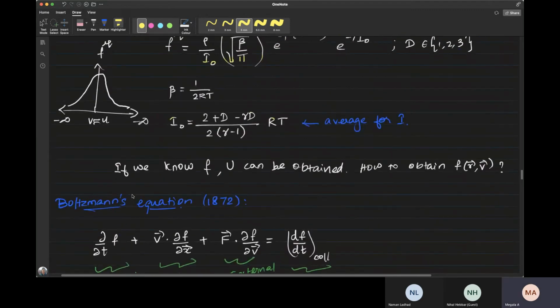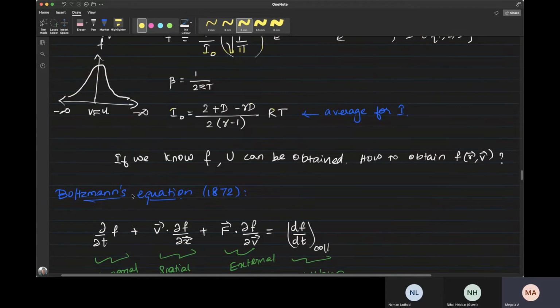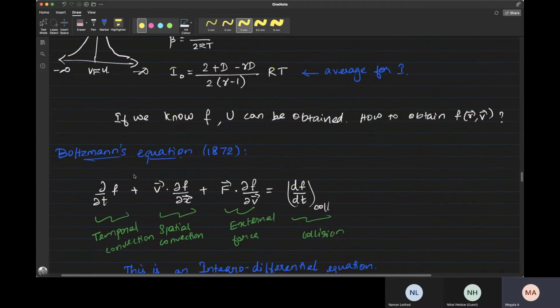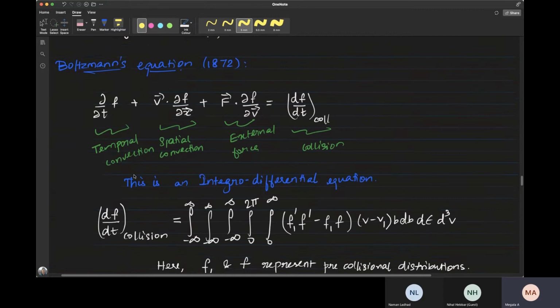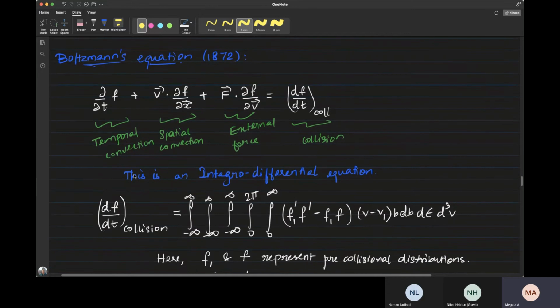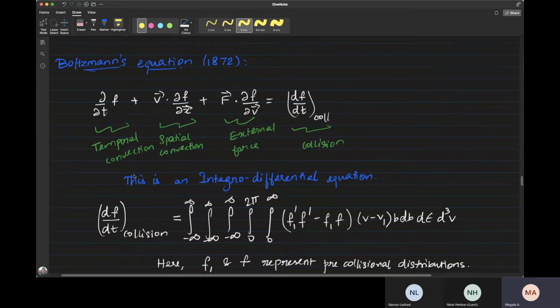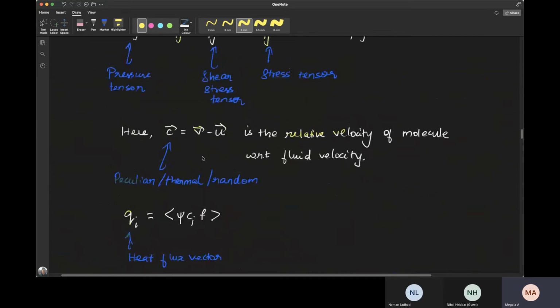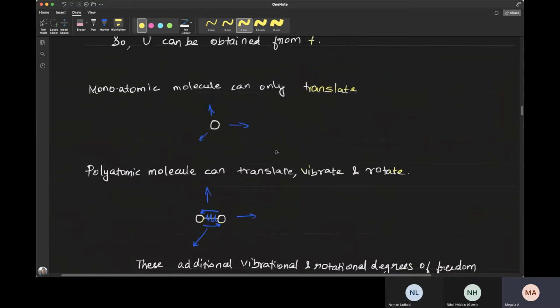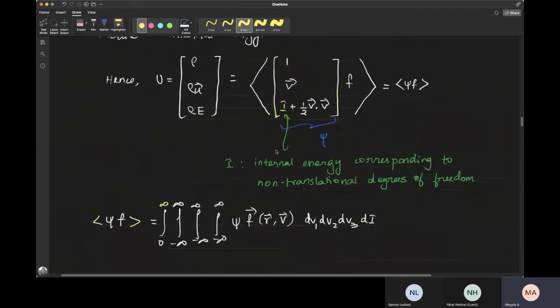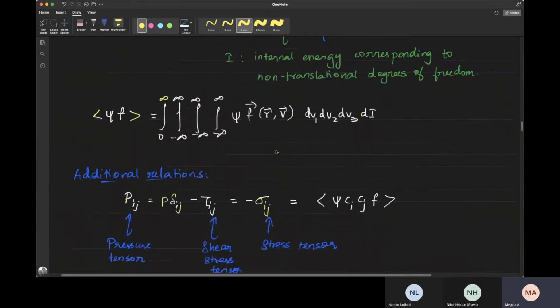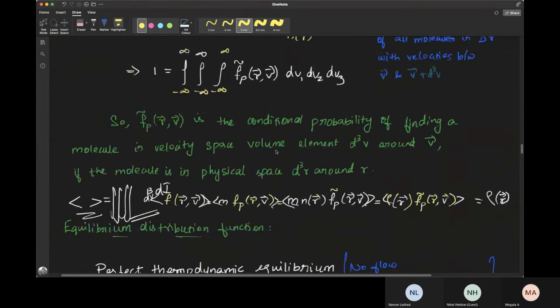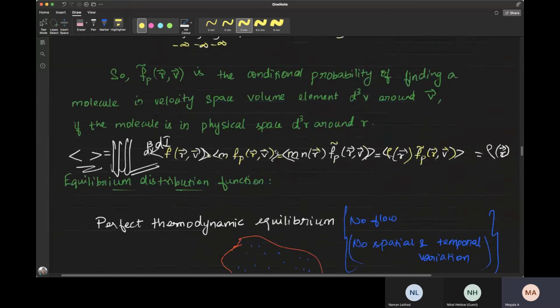So we know that U can be obtained from F, but how will we obtain F? For that, we'll look at Boltzmann's equation. Boltzmann's equation is basically an evolution equation for F itself. F is a probability distribution function. We have seen how it becomes the probability distribution function. It's actually a conditional probability of finding molecules with velocity in the velocity volume in the physical space given by dq bar around r vector.